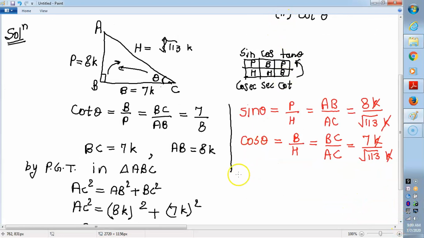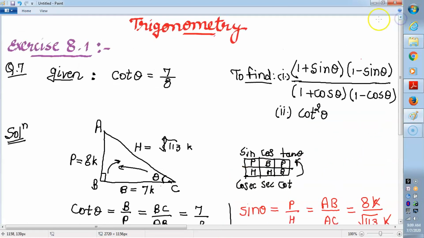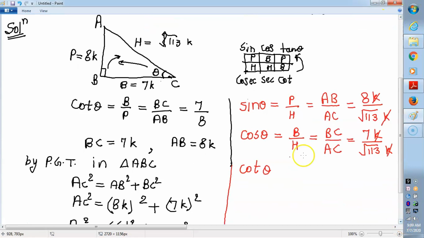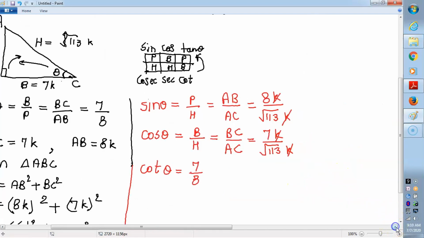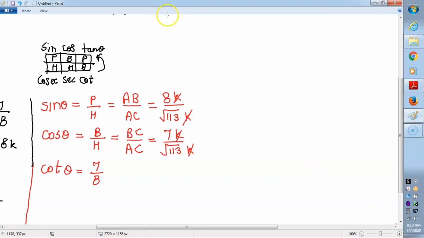In our next relation we need cot theta, no? So write cot theta here. Cot theta as given in the question, 7/8. Okay? Or by diagram we can write also base upon perpendicular, means BC upon AB will get the same relation, 7/8. Okay? Now we'll evaluate the first value.